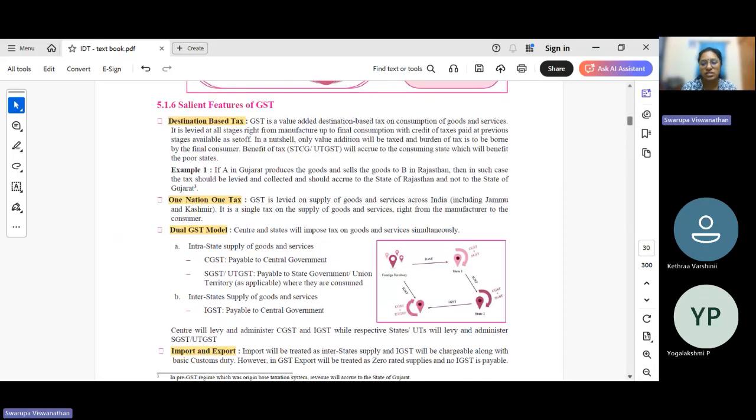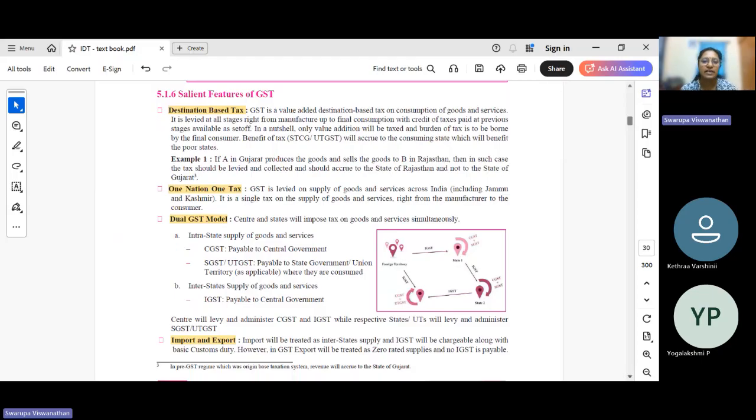Salient features of GST. So what is the difference between benefits and features? Very slight differences. When it comes to features, we need to tell what are the important aspects of GST, unique aspects of GST compared to VAT and excise and service tax. What are the unique aspects?